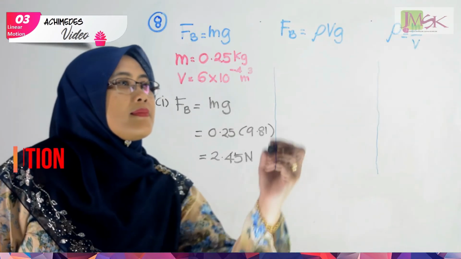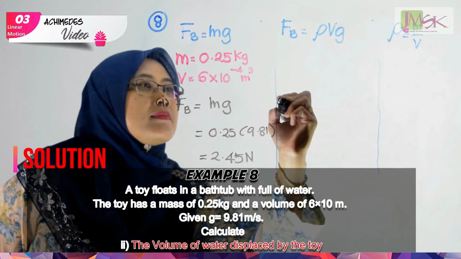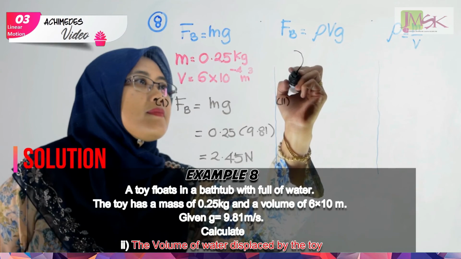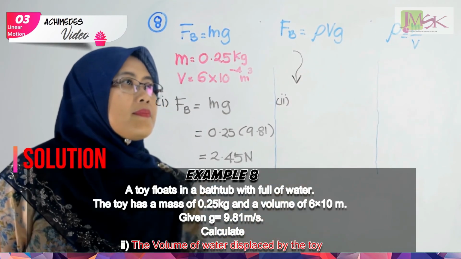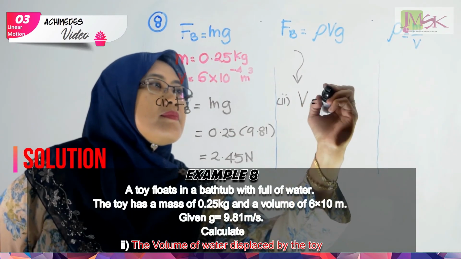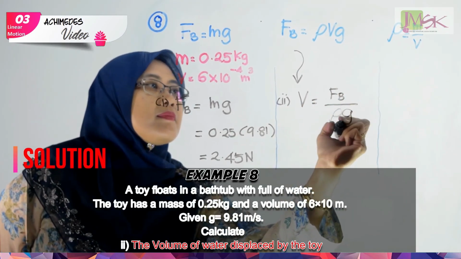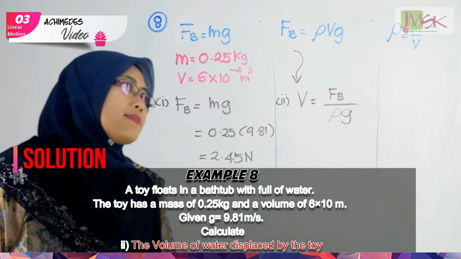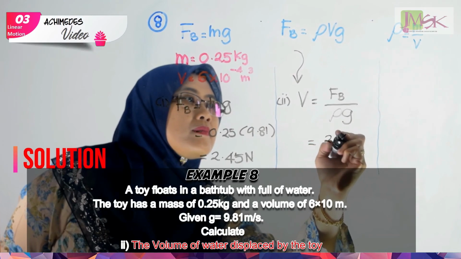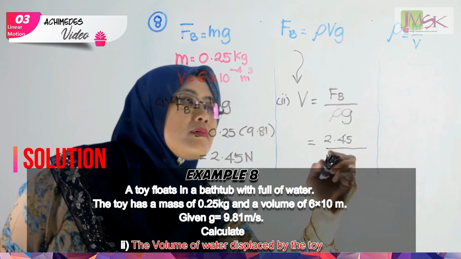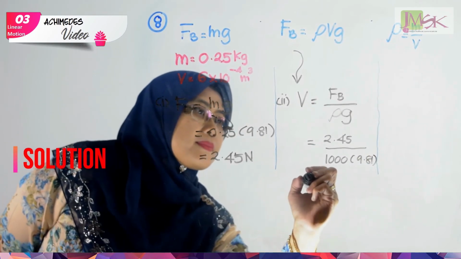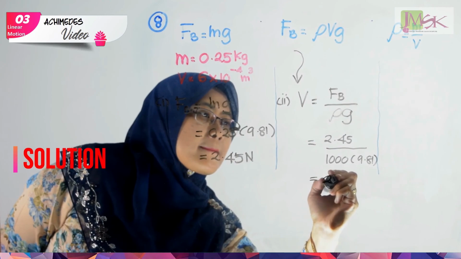Part 2. Calculate the volume of the water displaced. Use equation 2 to solve this problem. FB equal to rho Vg. Change V as subject. Insert the value FB, gravitational acceleration, and density of water into the formula. So the answer is 2.5 times 10 power of negative 4 meter cube.